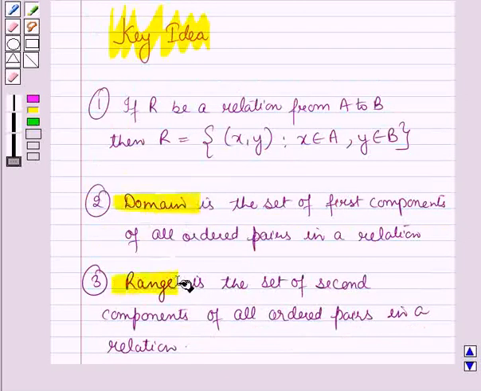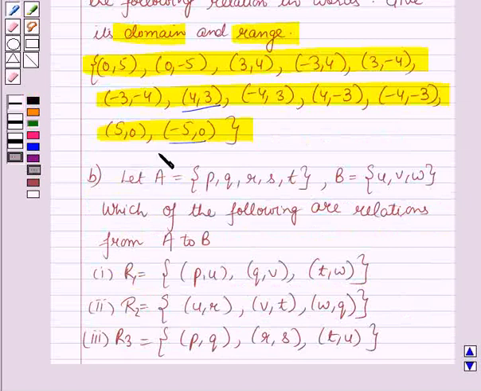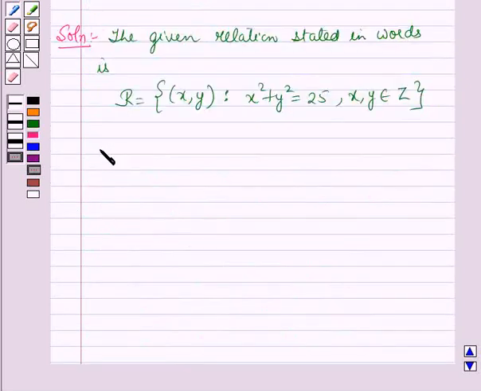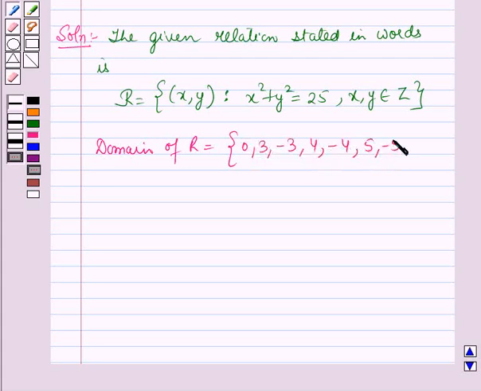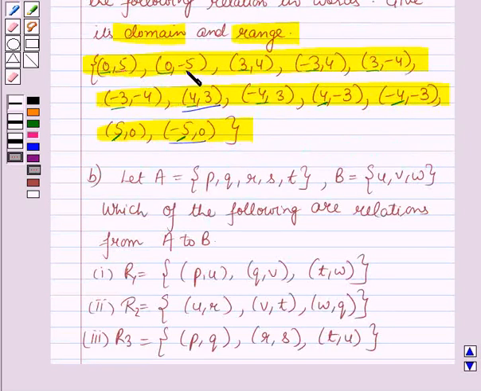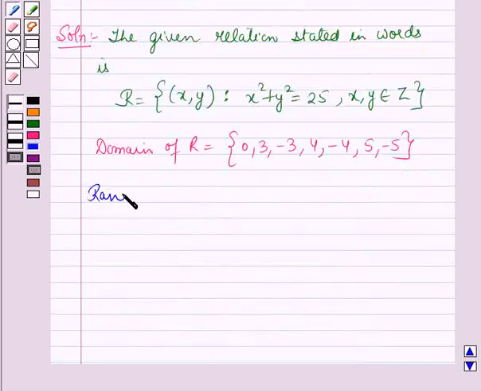Now, using these results which are given in the key idea, domain is the set of first components of all the ordered pairs in this relation. So here, these are the first components of all the ordered pairs. So domain of the relation R is equal to the set containing the elements 0, 3, -3, 4, -4, 5, and -5. And the range is the set of the second components of all the ordered pairs in the given relation. Now for this relation R, the range of R is equal to the set containing the elements 0, -3, 3, -4, 4, 5, -5.